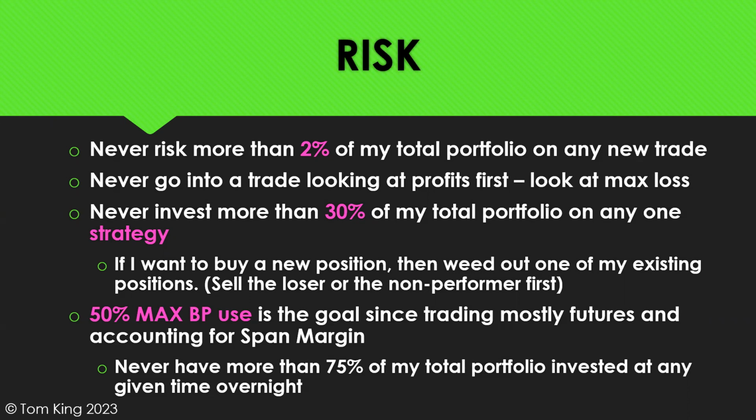And then lastly, never have more than 75% of my total portfolio invested at any given time overnight. Again, I said 50% is my max BP with span margin. Sometimes you can exceed that, and I might exist there for a couple of days or so as I make adjustments or watch the market and get a sense for what's going on. But I certainly won't let it get to more than 75%. So those are some of the rules that I put in place, some things you can think of when you're putting your trade plan together.